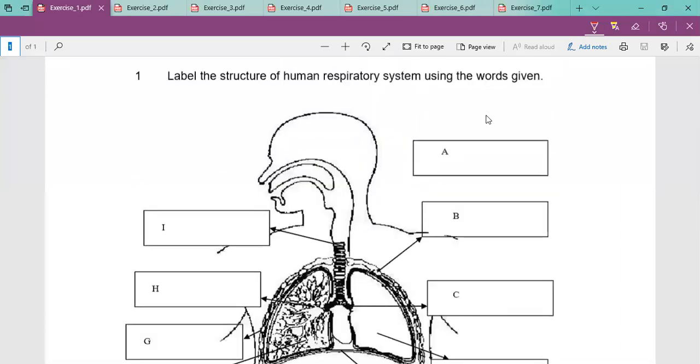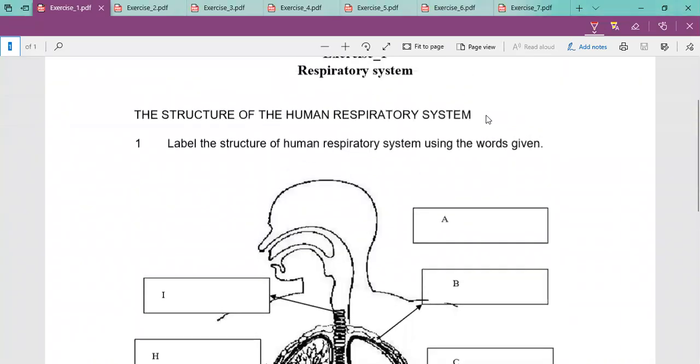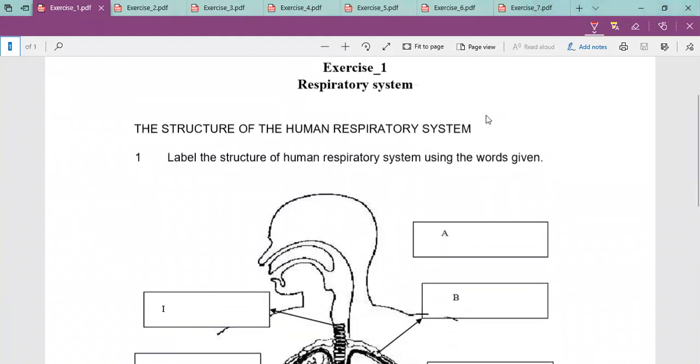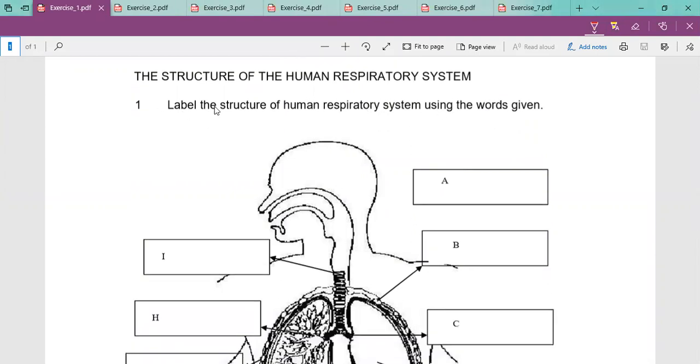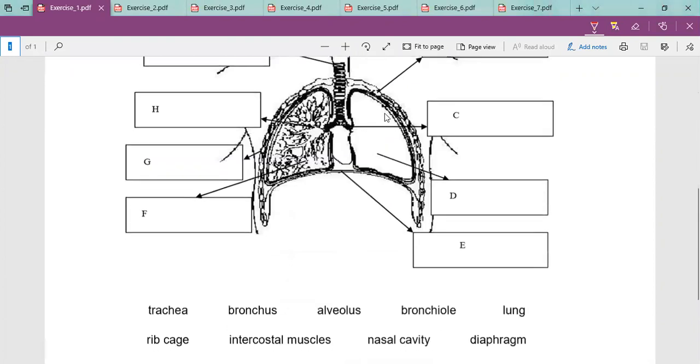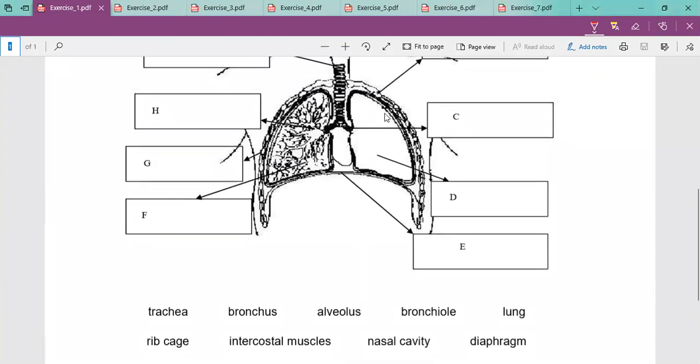Hello, this is a solution to the worksheet given to grade 8 students about the respiratory system. The instruction says, label the structure of the human respiratory system using the words given. The words given are all of these. So let's start from somewhere around this place.